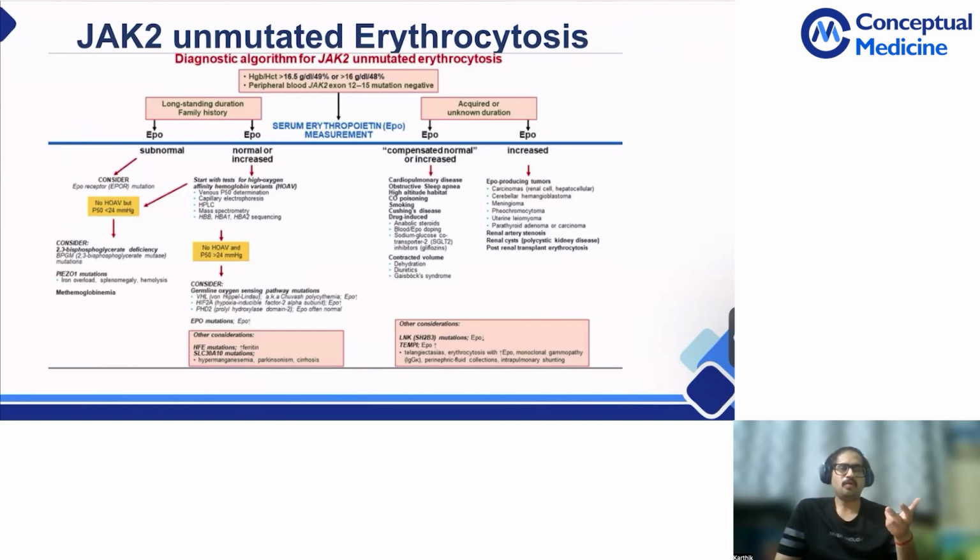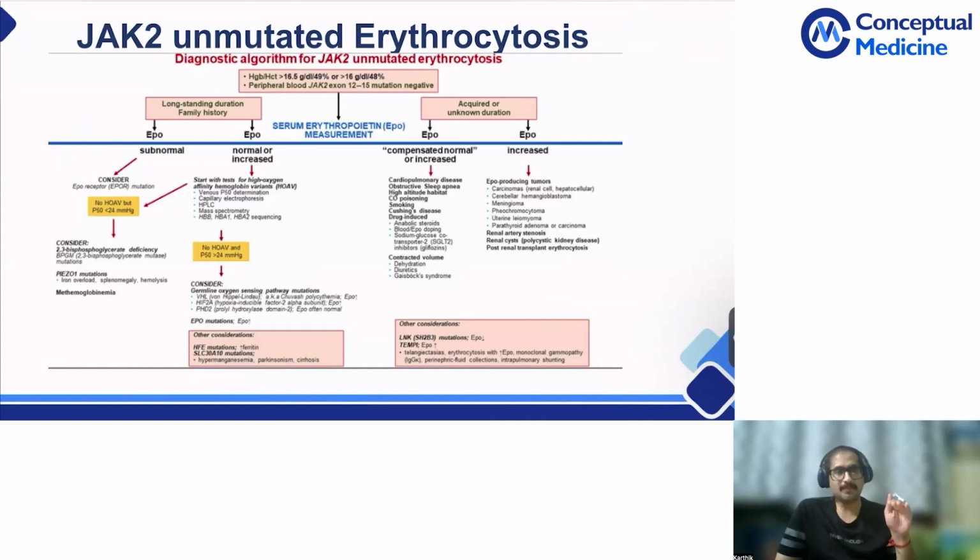So carbon monoxide poisoning, chronic smoking, chronic lung disease, and chronic cyanotic heart diseases. Secondary EPO can also come from renal tumors, hepatic tumors, and uterine fibroid also. So these are all causes of secondary erythrocytosis.